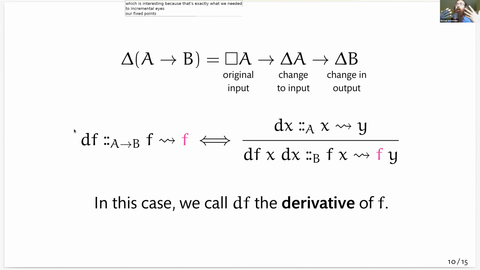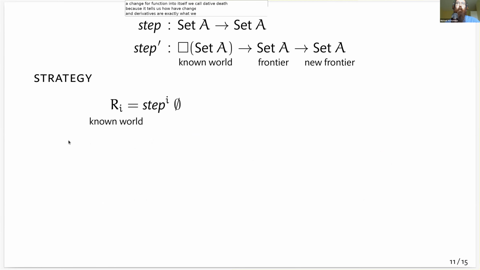We were iterating a step function, so we were repeatedly applying it to a growing input, and we wanted to know how the outputs of the step function were changing. So in this case, for a change from a function into itself, we call df the derivative of f because it tells us how f changes. And derivatives are exactly what we need to compute fixed points faster. So to see how we do that.